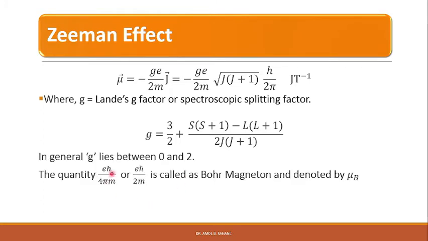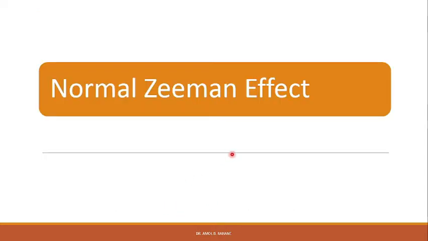The quantity eh upon 4 pi m, or e h cross upon twice m, is called the Bohr magneton, and it is denoted by mu B. Its value is equal to 9.27 into 10 raised to minus 24. Let us now study the normal Zeeman effect.